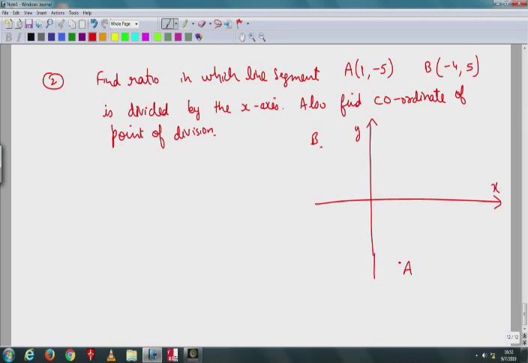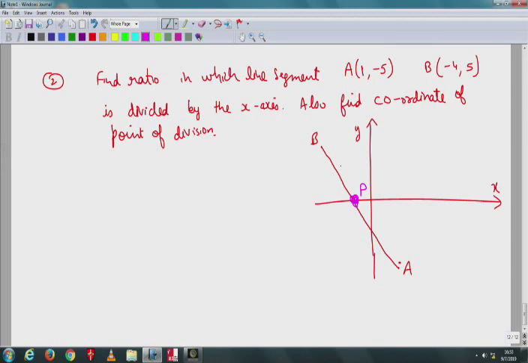Now if we join A and B like this, the x-axis is lying in between them. At this point, the x-axis is dividing AB into two parts. Let's say this point is P. This point P is lying on the x-axis, so the x-axis is dividing AB into two parts, BP and AP. We have to find the ratio of that, and we also have to find the coordinates of point P. This is the question.